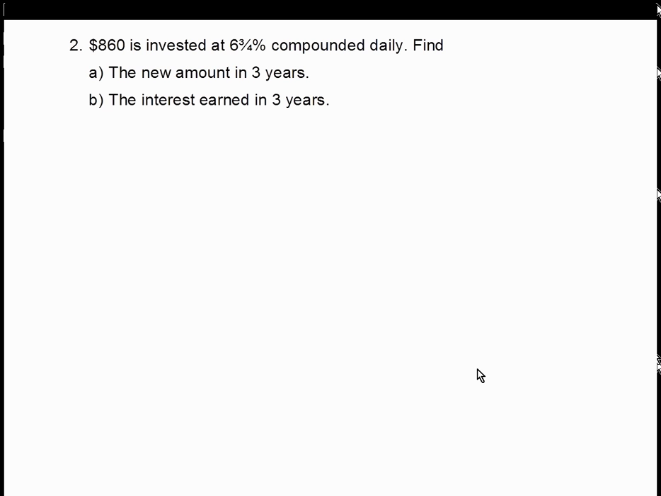Our second example. $860 invested at 6 3/4% compounded daily. Find in Part A the new amount in 3 years, and in Part B the interest earned in 3 years. 3/4 is 0.75, so our interest is 6.75. So we're using A = P(1 + r/n)^(nt).